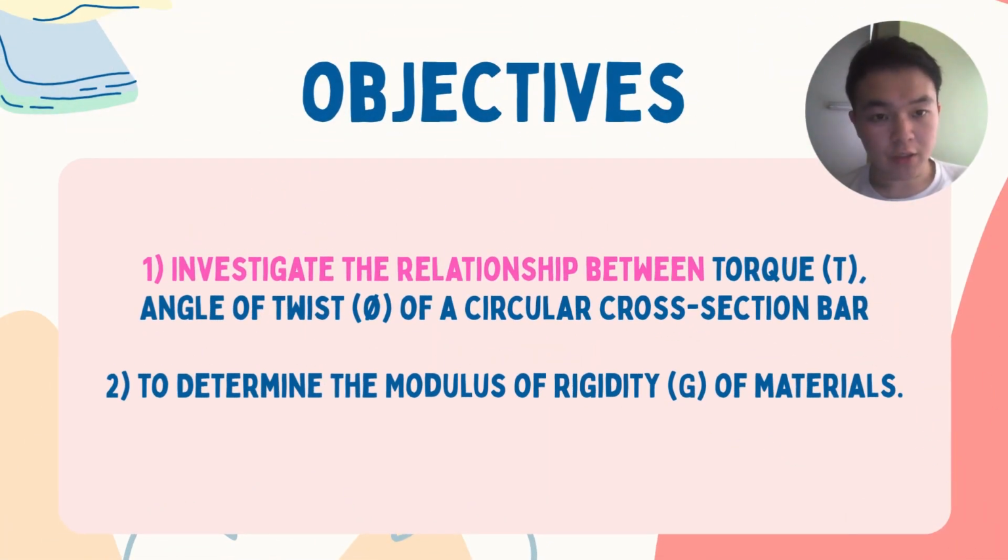Moving on to the objectives, the objective in this experiment is to investigate the relationship between the torque T and the angle of twist theta of the circular cross-section bar, and also to determine the modulus of rigidity G of the material.